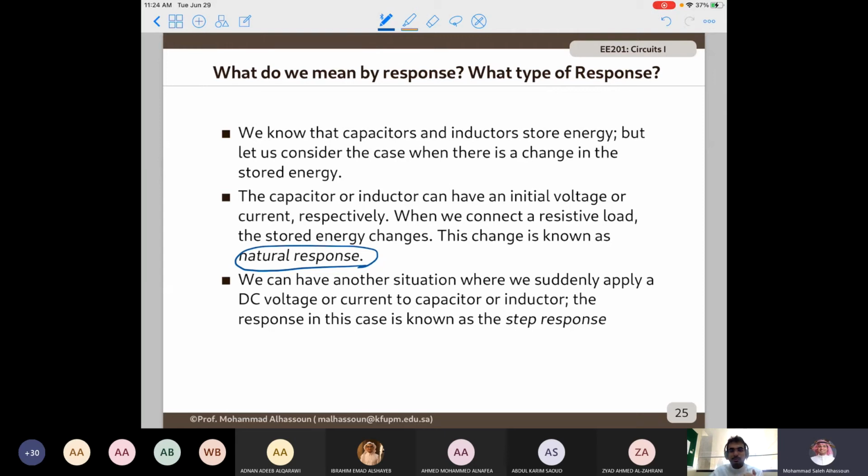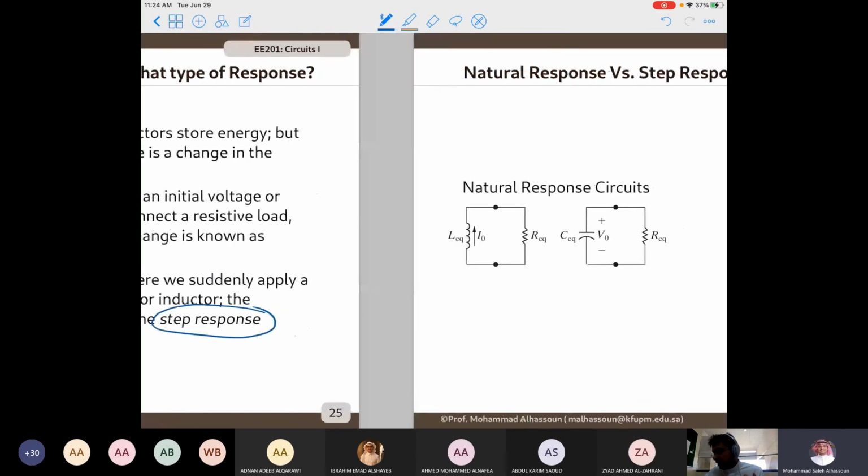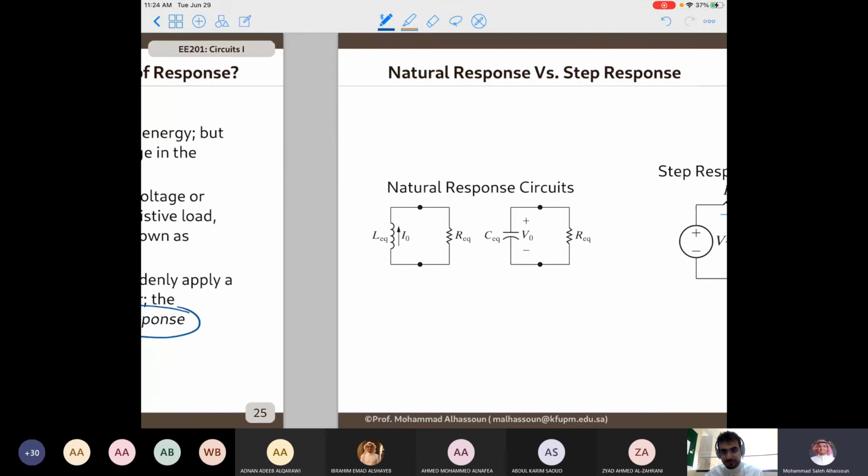Another situation that might be very useful is when you have a capacitor or inductor and you just connect a source. You want to study immediately what happens in the few milliseconds from the time you connect the source. This is known as the step response. So in this chapter we're going to cover both the natural response and the step response. We're going to do the same for the next chapter, but there are some differences.